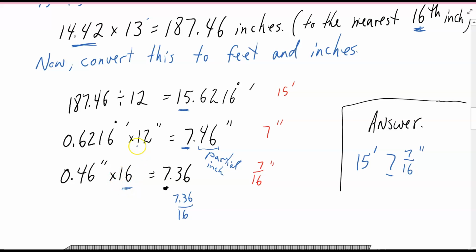And so this tells us that 7.36 over 16 is the partial fraction, a partial inch. And this is closer to 7 than 8. So we choose 7/16 as our answer.